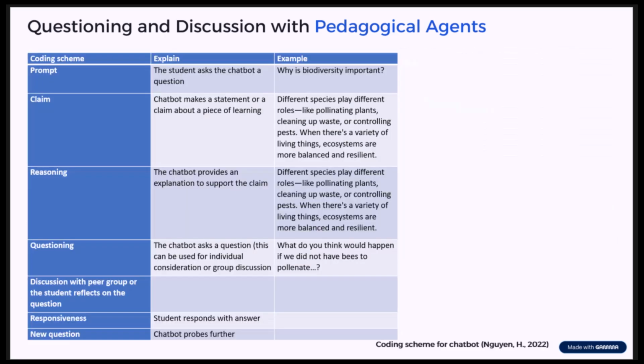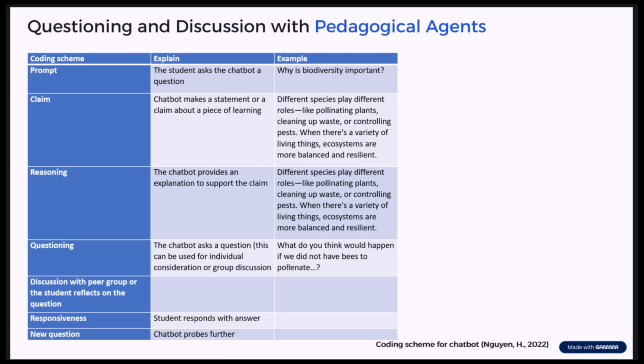Recently, a framework by Noon provides a coding scheme to allow teachers to develop chatbots to facilitate the process. It involves the student giving a prompt, the chatbot making a claim about the prompt, and providing a reason for the explanation that supports their claim. The chatbot then asks the students a question. This can be used for individual consideration or group discussion.